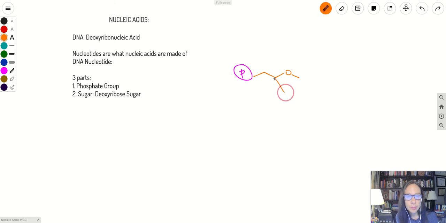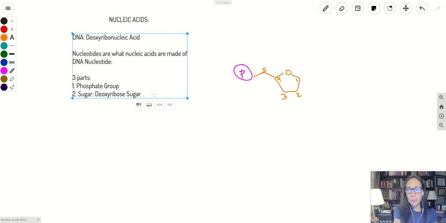Okay, let me redraw this house. This is a deoxyribose sugar. This carbon is number 1. This carbon here is number 2. This carbon here is number 3. This carbon here is number 4. And this carbon here is number 5. We're putting some labels on there so we have an orientation for the nucleotide. The phosphate group is always attached to carbon number 5.